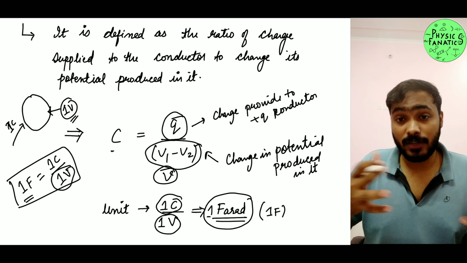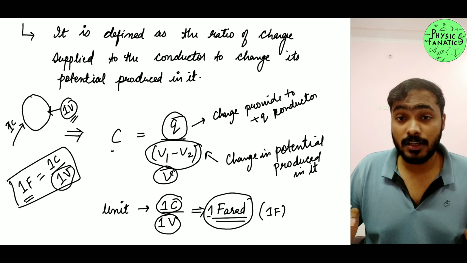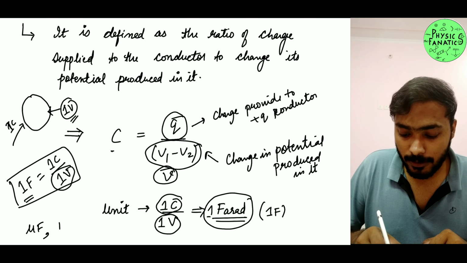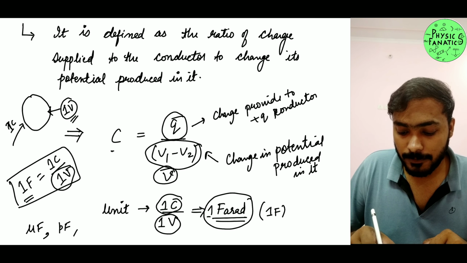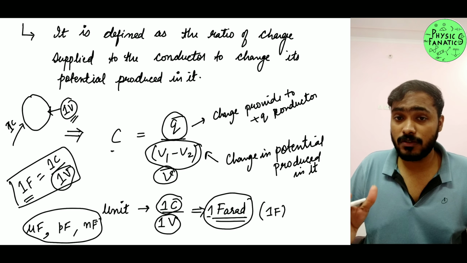So like 1 coulomb of charge, 1 farad is also a very large unit. So normally we use microfarad or picofarad or nanofarad. These are the basic units that we use. We never use farad.